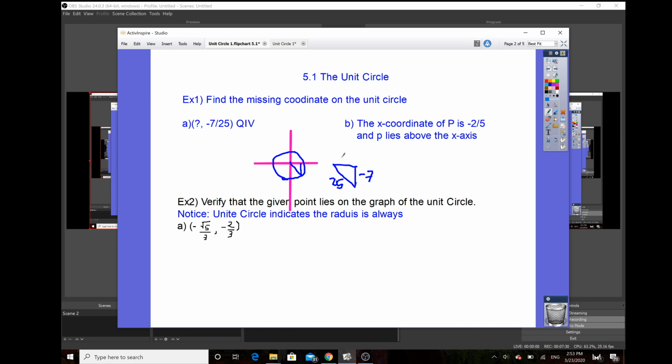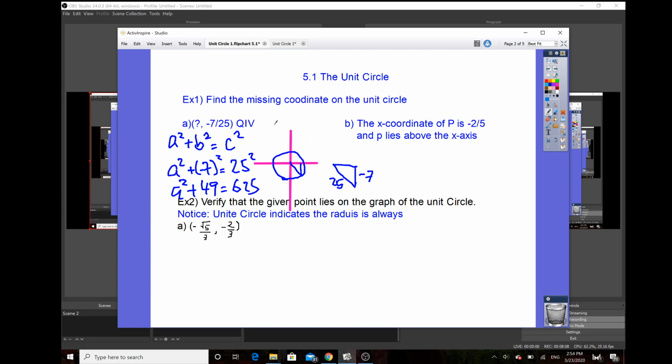And then in order to find out the adjacent, we use the Pythagorean Theorem, which is a squared plus b squared equals c squared. So a is missing, so we need to find out what that is. So plus negative 7 quantity squared, and then 25 squared. So negative 7 squared is 49, and 25 squared would be 625. And then you want to solve for a. So 625 minus 49, and that would give you a number.